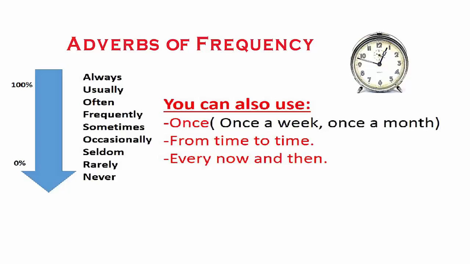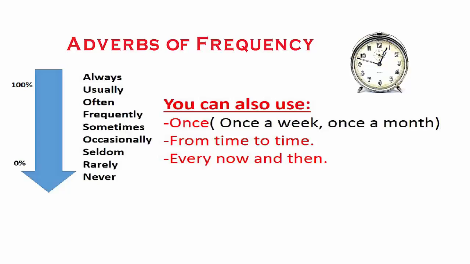So if you do something all the time, you can use always, then usually, often, frequently, sometimes, occasionally, seldom, rarely, never. Never means you don't do it at all, you never do it. Some other keywords that you can use: once, for example, once a week, once a month, once a year, from time to time, or every now and then.